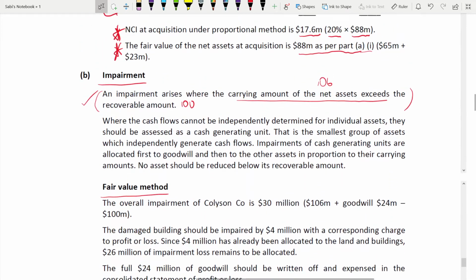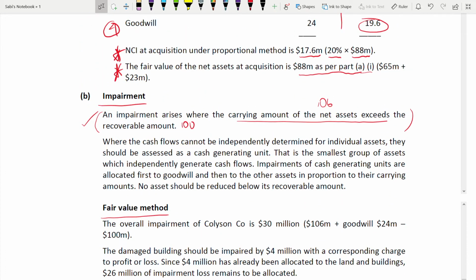You need to write it because this question is discussion plus calculation. So you need to discuss also, you need to calculate also. But for these lines, you don't have to calculate anything. It's already given. Carrying amount of net assets is given. Recoverable amount is given. Just write the sentence. That's it. Next paragraph.